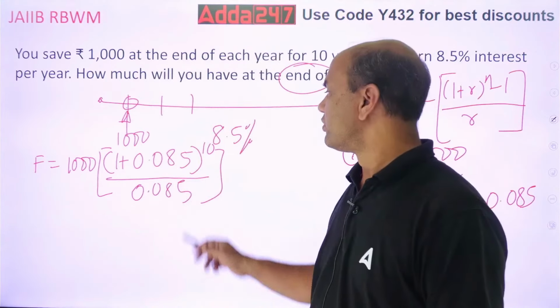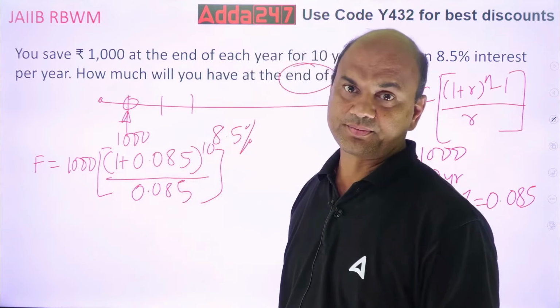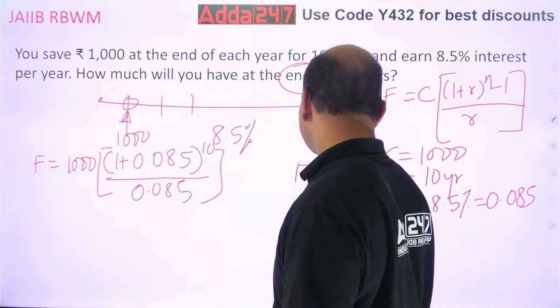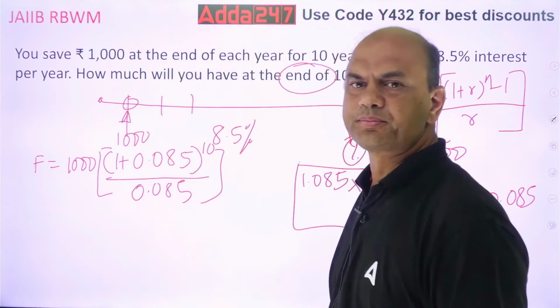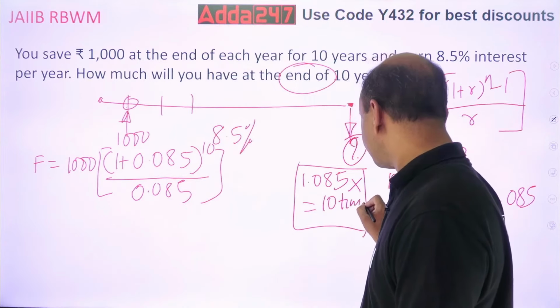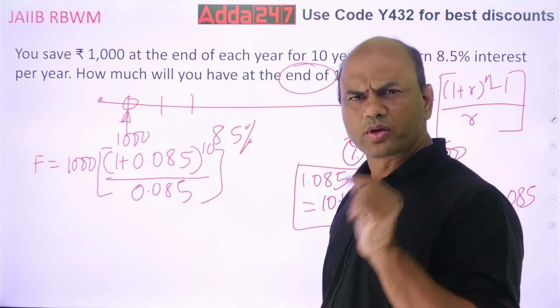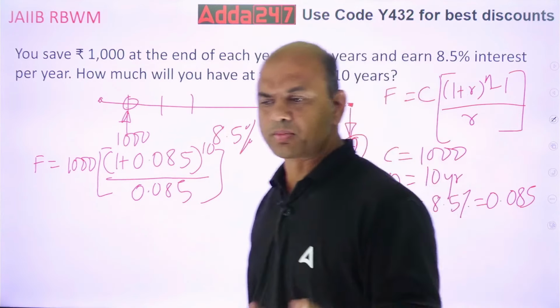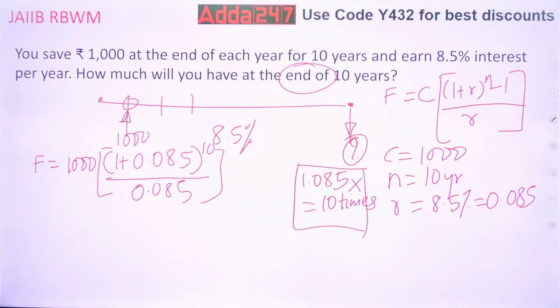Solve this: 1.085 raised to 10. How to do this? Take it like this. I'll put a square over here. So 1.085, then press multiply, then press equal to 10 times. Then you will get the right answer. Go on pressing it on that black calci or your normal commercial calci. You are not allowed to use scientific calci in your exam, so you'll have to do the practice on commercial calcis only.